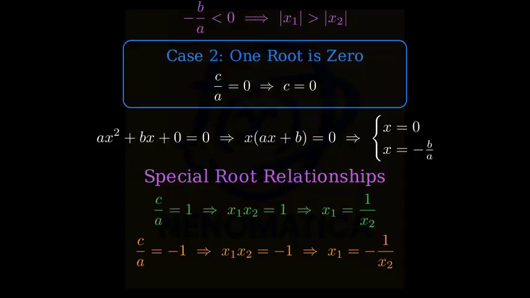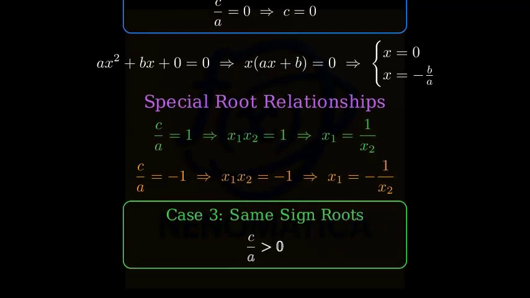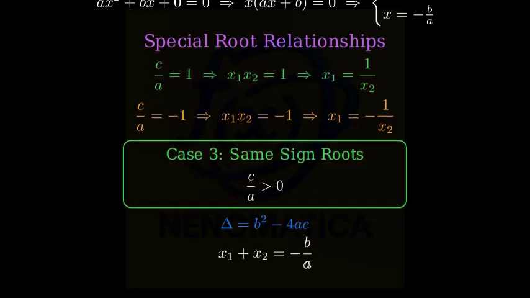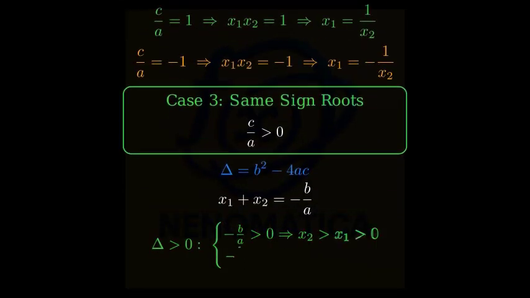Case 3. If c over a is greater than 0, then the product of the roots is positive, so the two real roots, if they exist, must have the same sign. To decide further, we examine the discriminant delta and the sum negative b over a. If delta is greater than 0, there are two distinct real roots. If the sum negative b over a is positive, both roots are positive. If the sum is negative, both roots are negative.